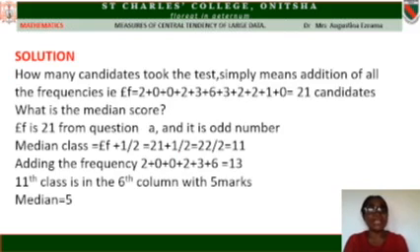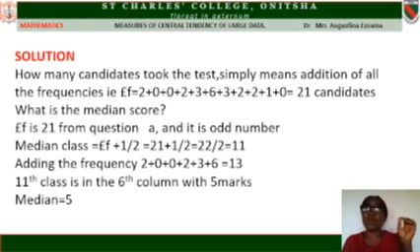The solution is that where I asked how many candidates took the test simply means addition of the frequency, that is summation F. And when you are adding the frequencies, you get 2 plus 0 plus 0 plus 2 plus 3 plus 6 plus 3 plus 2 plus 2 plus 1 and plus 0. And if you sum it up, you get 21 candidates. That is the answer to question 1. Then, what is the median score?